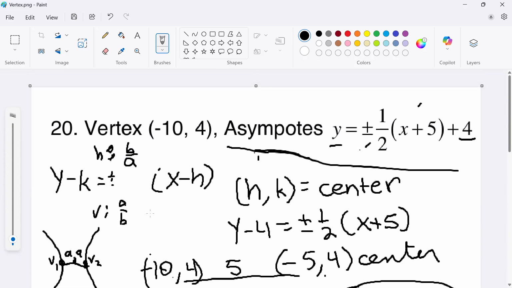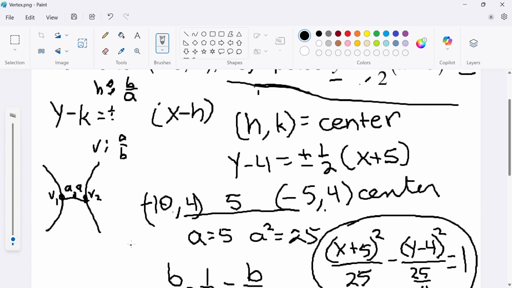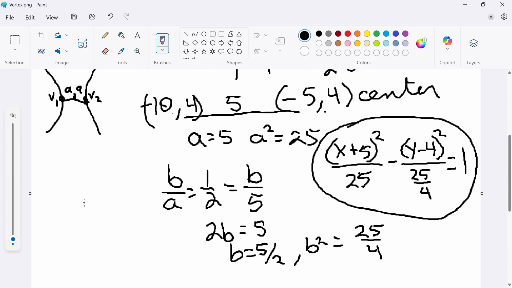I may have said a number of times during the video parabola. For some reason, when I'm working on hyperbolas, I often say parabola. But that's the equation of this hyperbola.